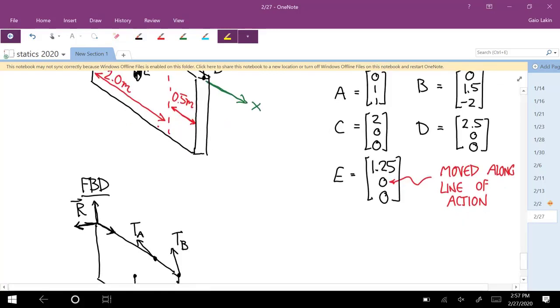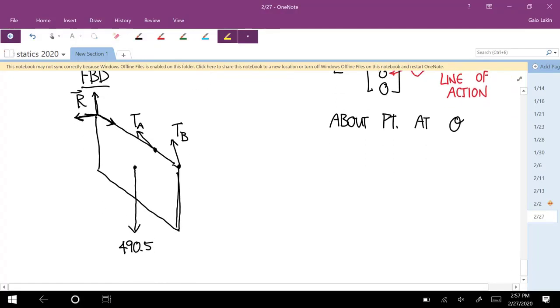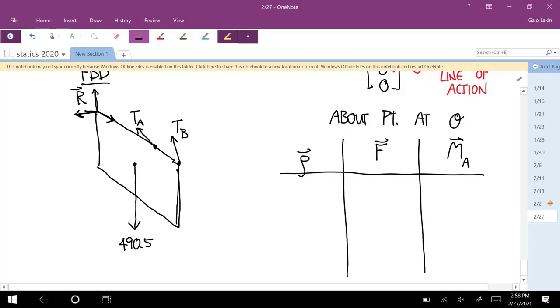And for this one, now that we have all these, let's choose the about point at the origin. That's a good place for it anyways, because that's where we have the most unknown force components. Okay, so now I'll set up the table. Row, force, moment. I'll do that force R first. So the r vector goes from the about point to where the force is applied. What is it for R?